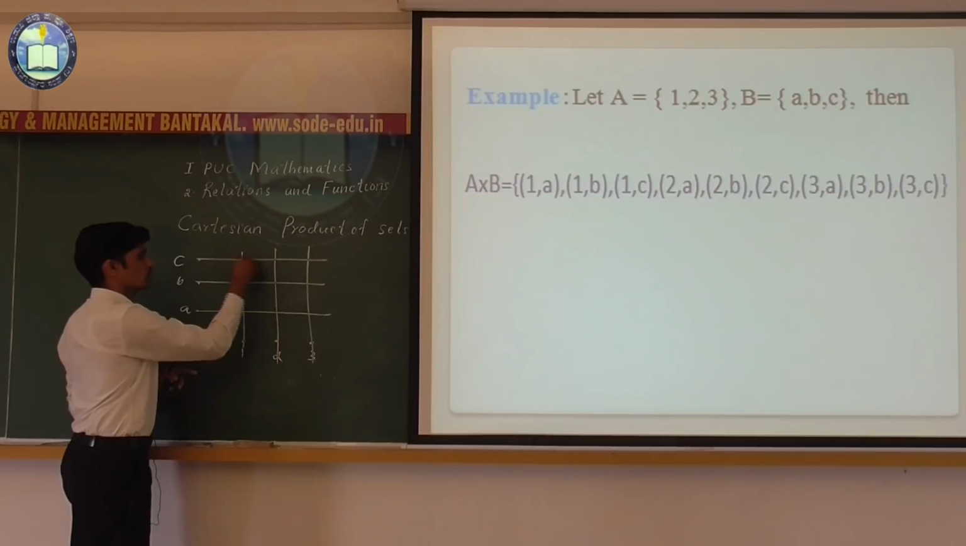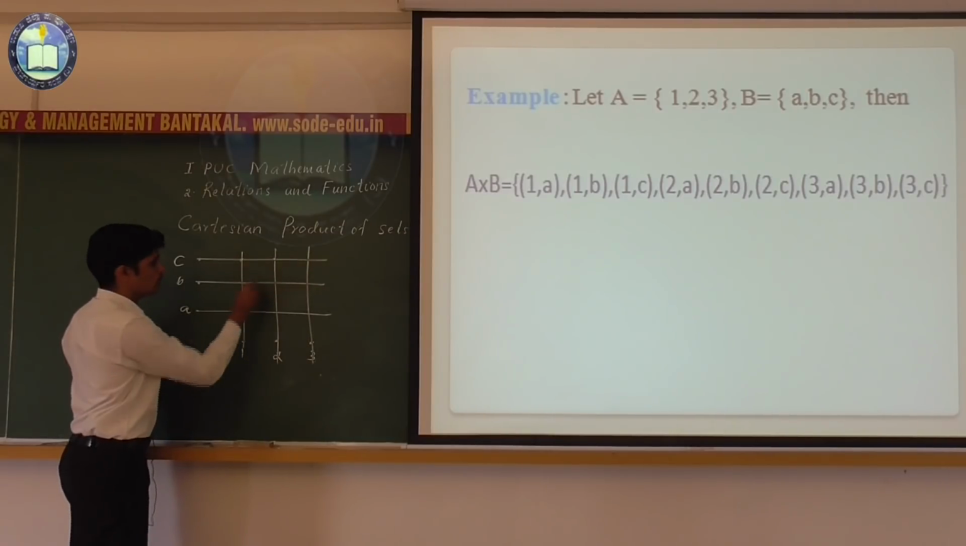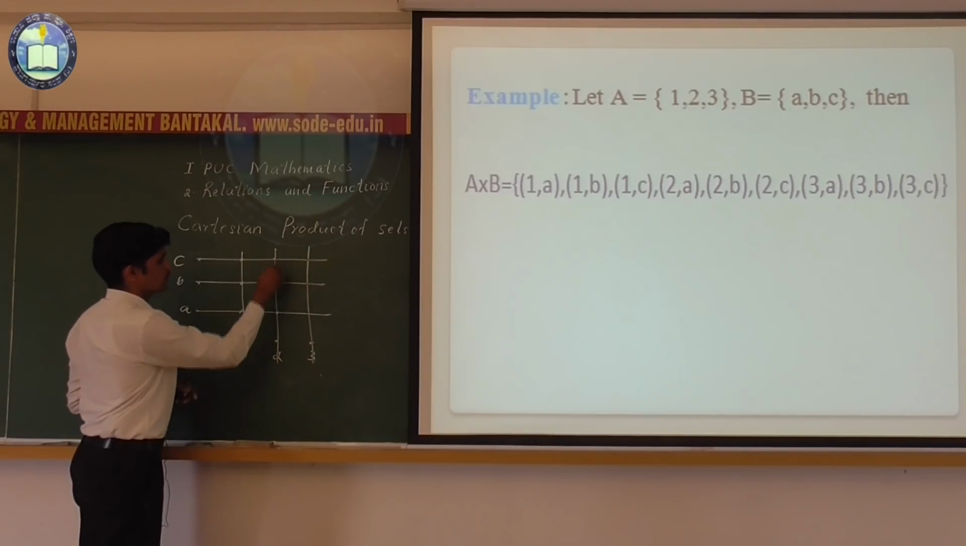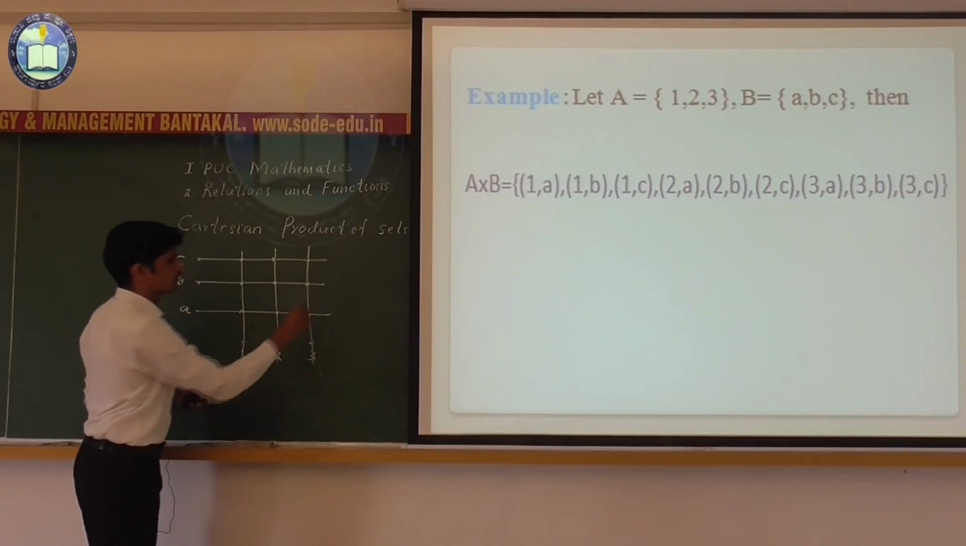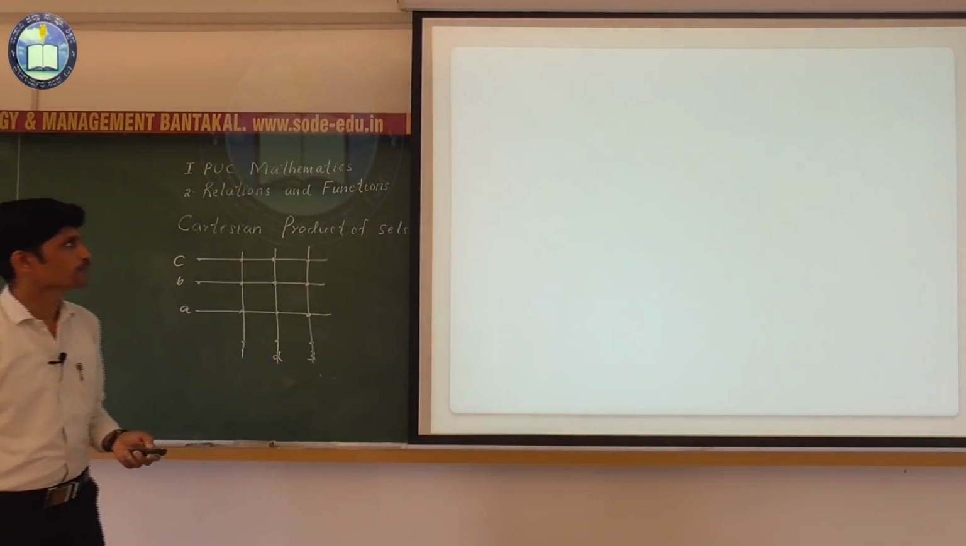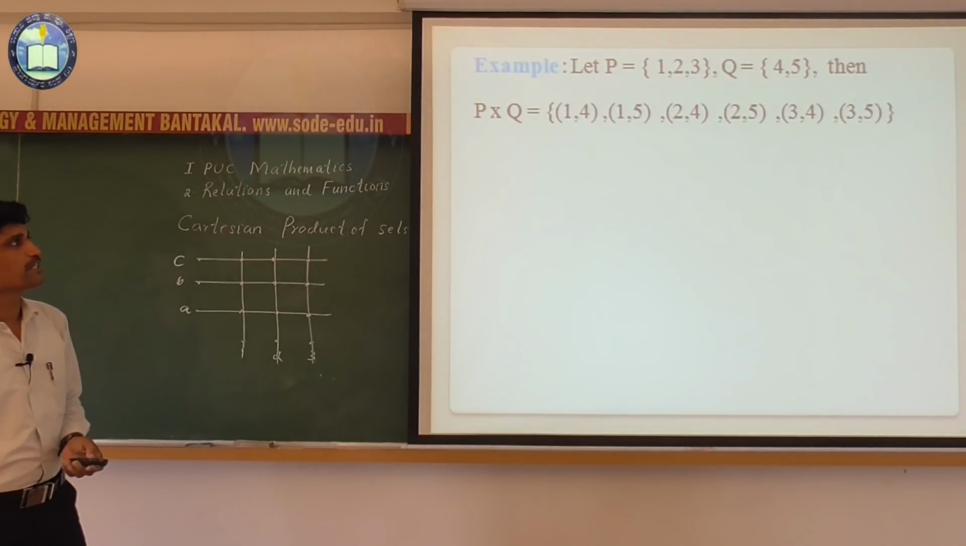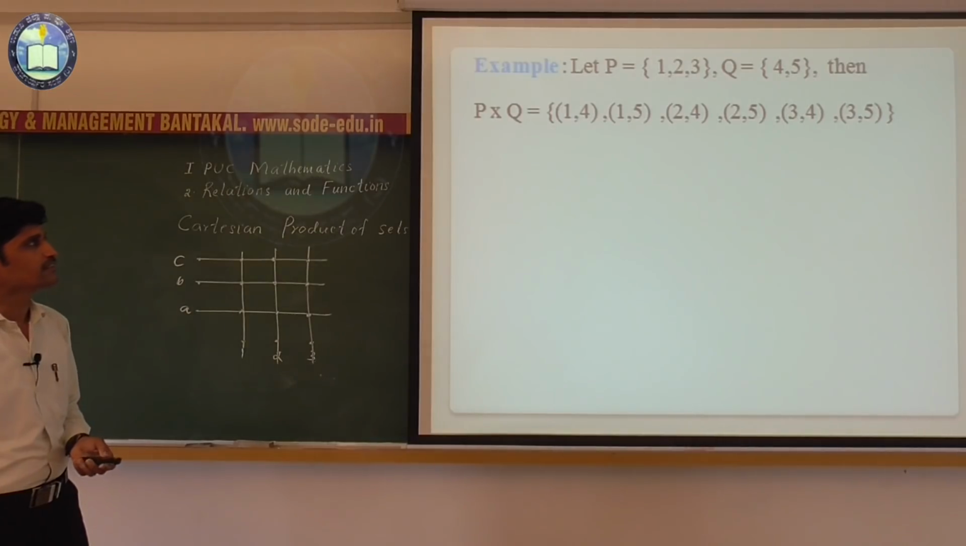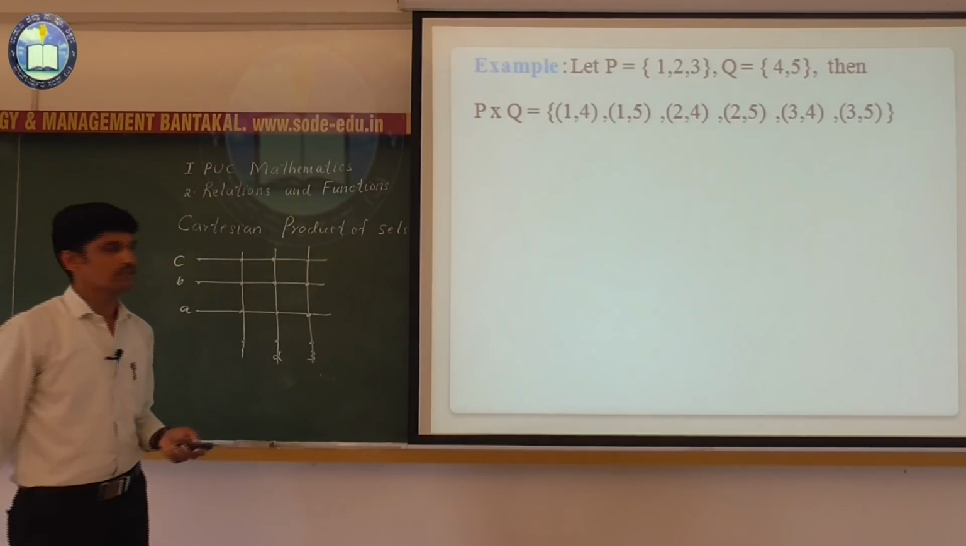The point of intersection of these vertical lines and horizontal lines gives you the elements of the cross product that we can see in the next example here. Suppose the elements of set P are 1, 2, 3, elements of Q are 4, 5. Then P cross Q is equal to the collection of all ordered pairs (1, 4), (1, 5), (2, 4), (2, 5), (3, 4), (3, 5).